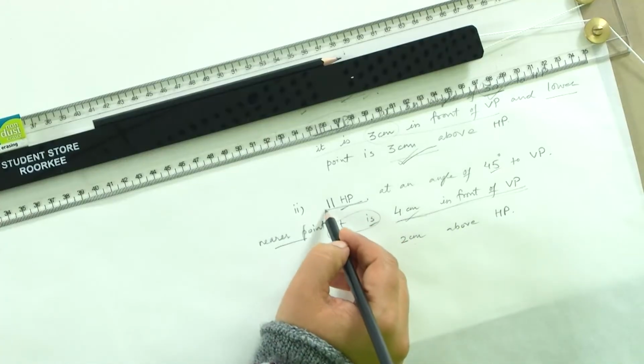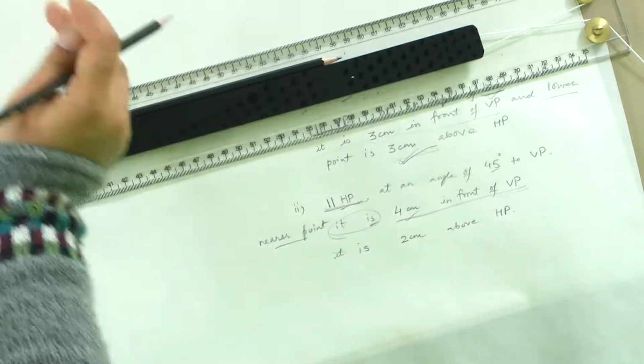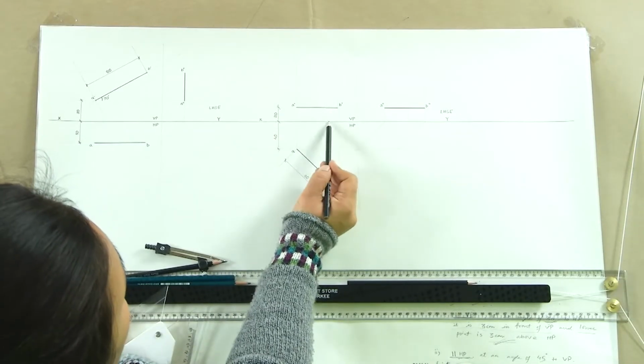Similarly, if we have this line which is not just parallel to HP, but it is contained in HP, in that case this trace, which is the front elevation, will then merge with the XY line, the reference line.